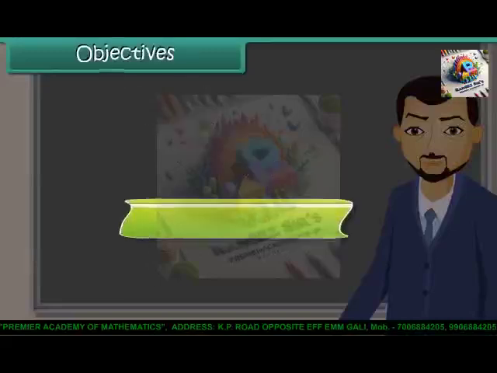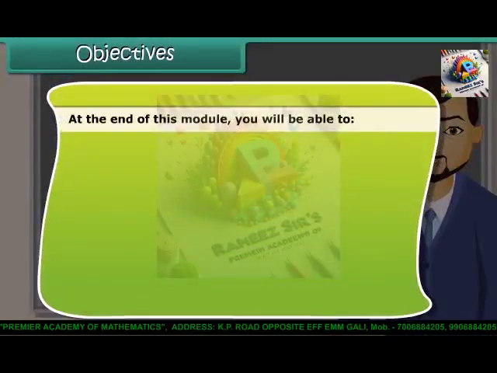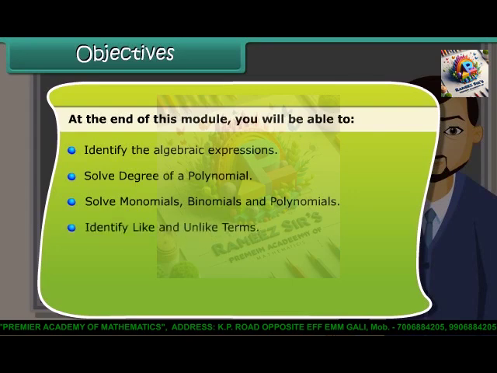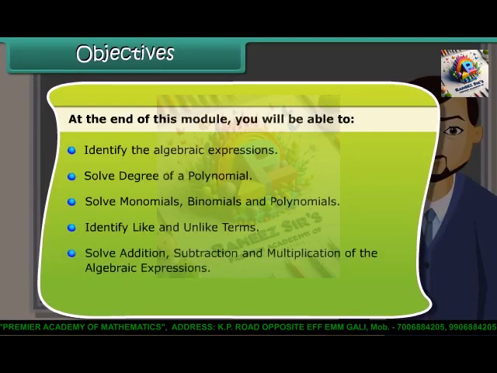Objectives. At the end of this lesson, you'll be able to identify algebraic expressions, solve the degree of a polynomial, solve monomials, binomials, and polynomials, identify like and unlike terms, solve addition, subtraction, and multiplication of algebraic expressions, and describe identity and standard identities.